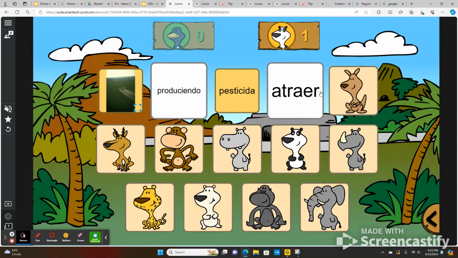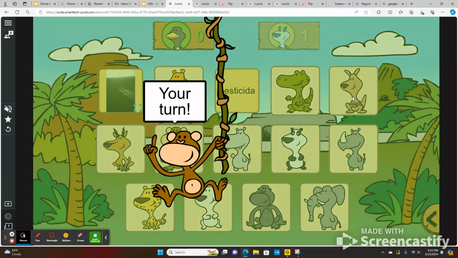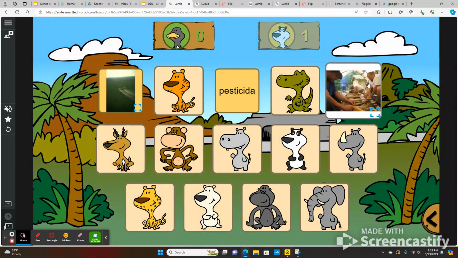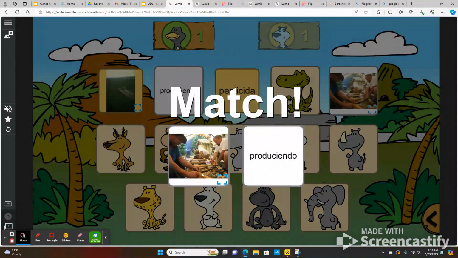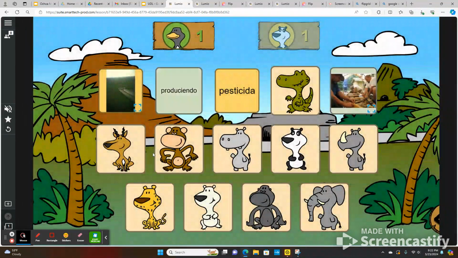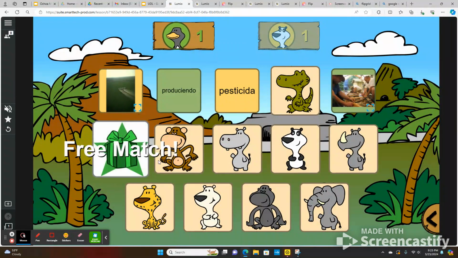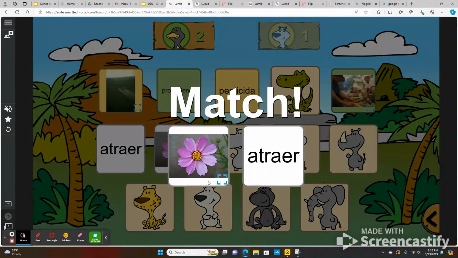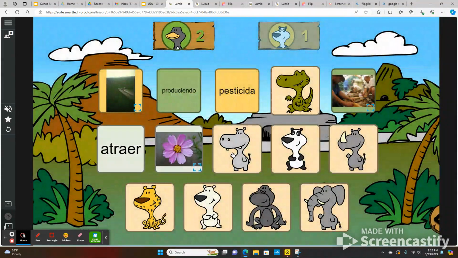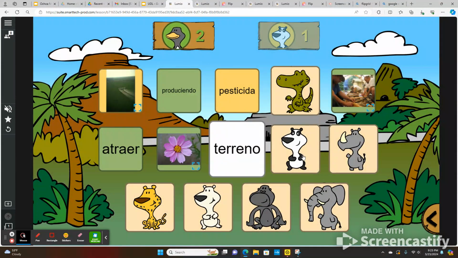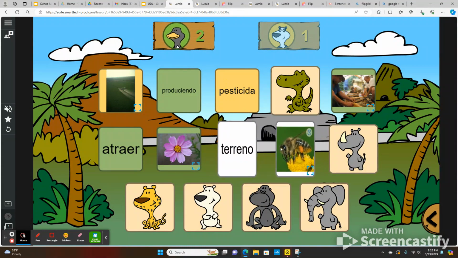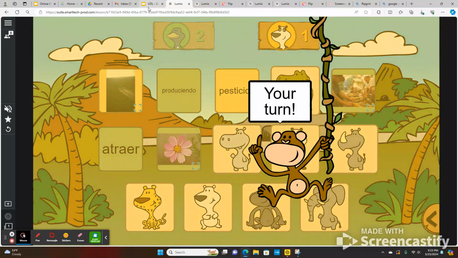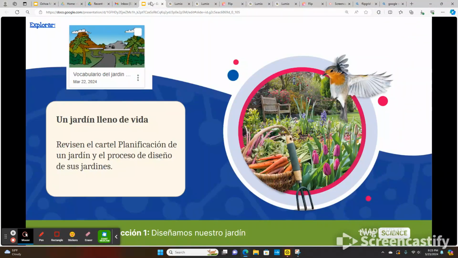That's a producer, and that says attracting. So we would continue, and that they look like they're producing. Yes, so that would be producing something, just like flowers can produce more with the help of a pollinator. Attracting, that's a match. So that was a freebie right there, right? So you can see the scoreboard at the top, and that's a pollinator. So that's the web game that we would play.